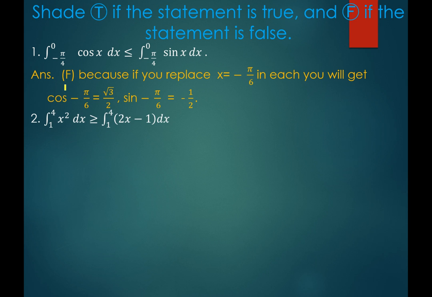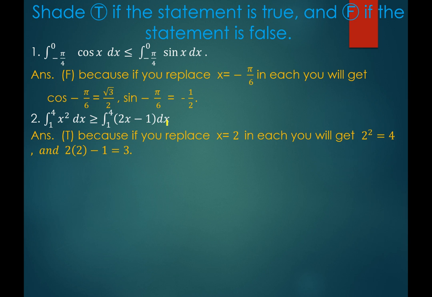The other question, number 2. Integration from 1 to 4 of x squared dx is bigger than or equals to the integration from 1 to 4 of 2x minus 1 dx. To prove it, I told you, you can sketch a graph for each and compare between them. You choose a number between them, build the function. You have many ways to deal with it. Let's now choose a number because that will be easier in the objective questions. It's true because if you replace x equals 2, and the 2 is between 1 and 4, you can choose a 3, you can choose 2.5, you can choose 3 over 2, whatever you want.